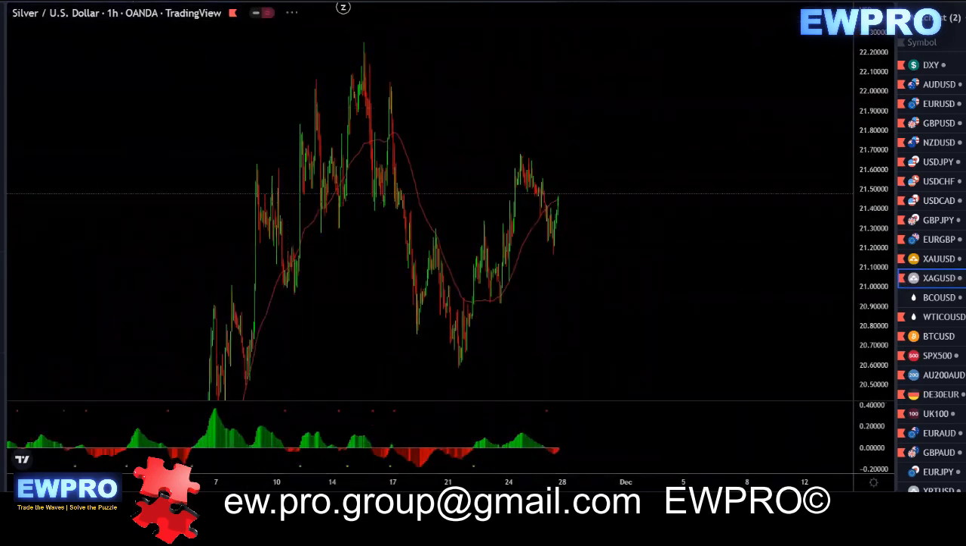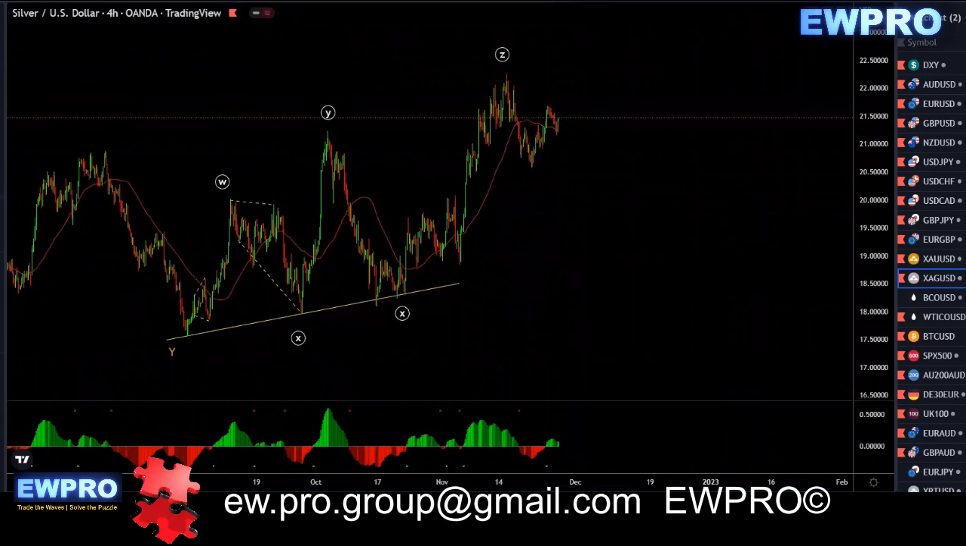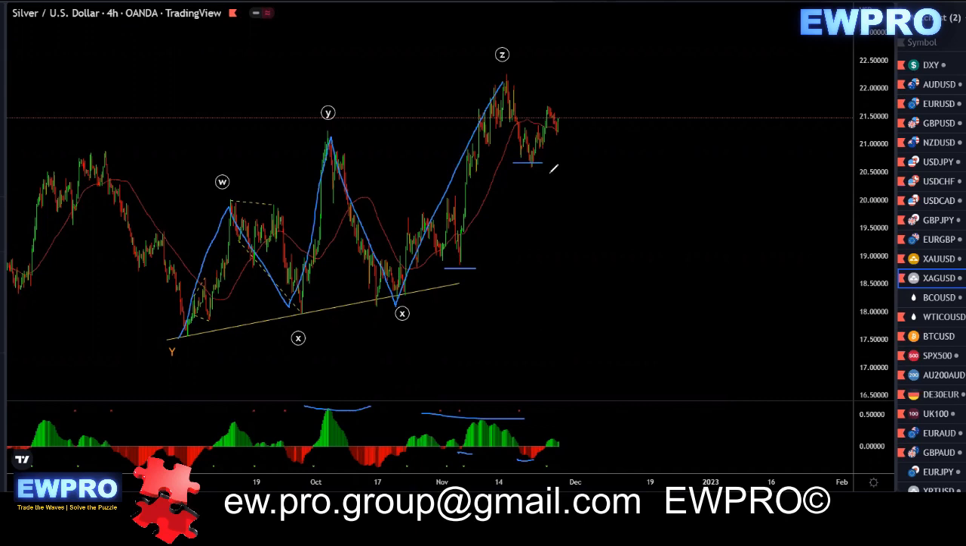Silver on the H4. This here we got that WXY, X2, and the Z up. We do have that bearish divergence. We did have a bull hidden, I mentioned last week. So this can go up and break that top.